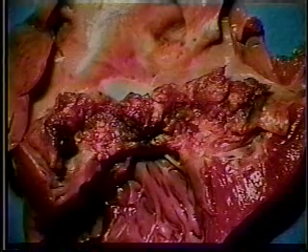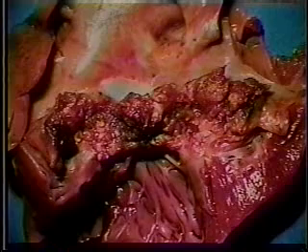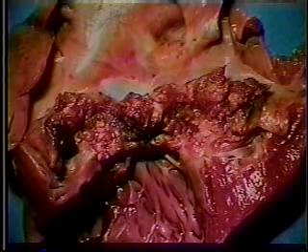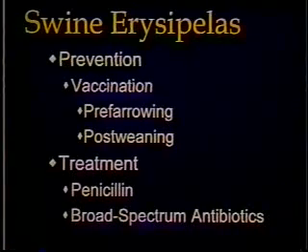This is the so-called diamond skin. You can see the coloration of the capillaries has changed, resulting in these rather characteristic diamond skin lesions. And then furthermore, the lesions that may occur on the heart valve in chronic infections of erysipelas.